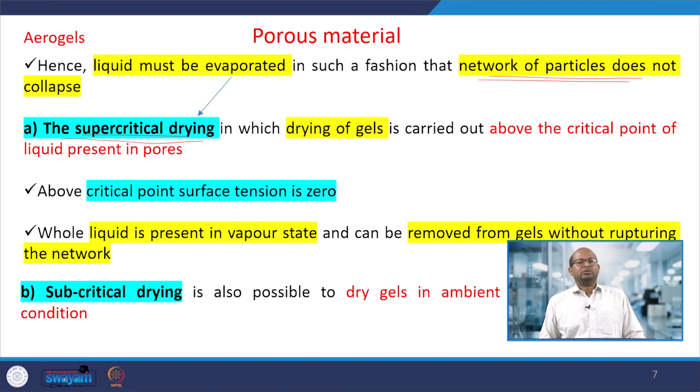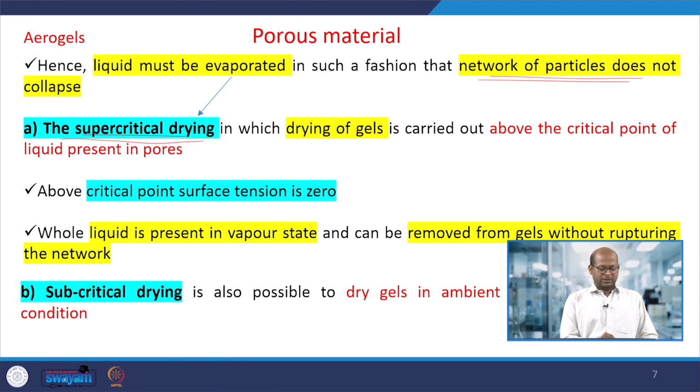In this method, the gels we have to heat up to a particular temperature. When the temperature reaches above the critical temperature of the solvent present inside the pores, at that temperature the liquid will be converted into vapor. As a result, there would be no surface tension between the network structures and the solvent.